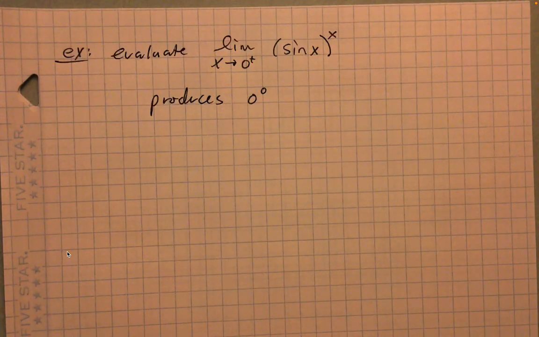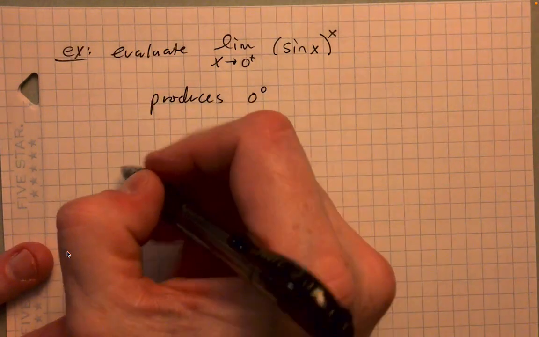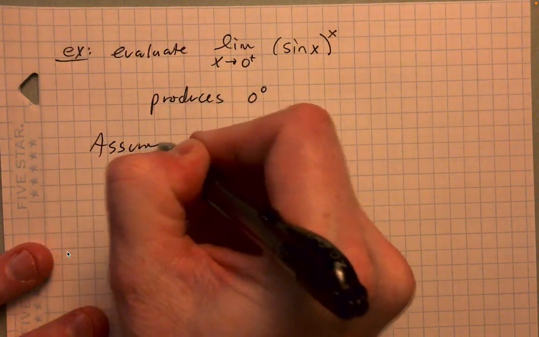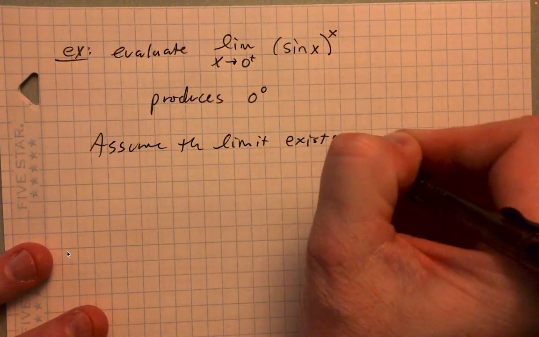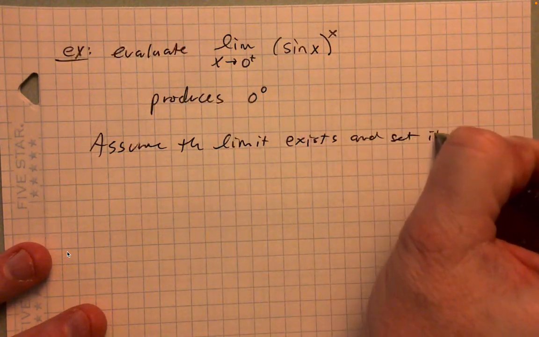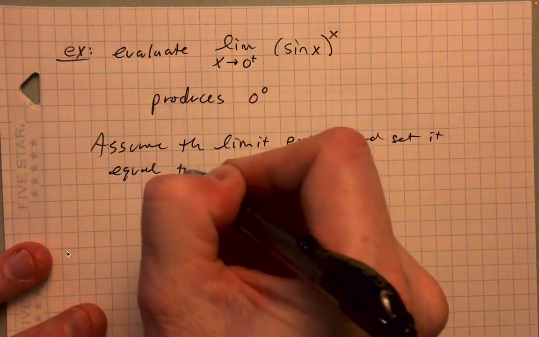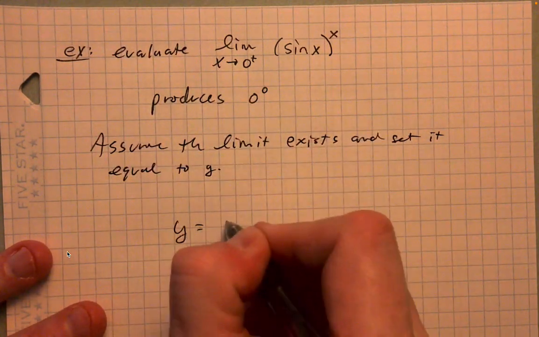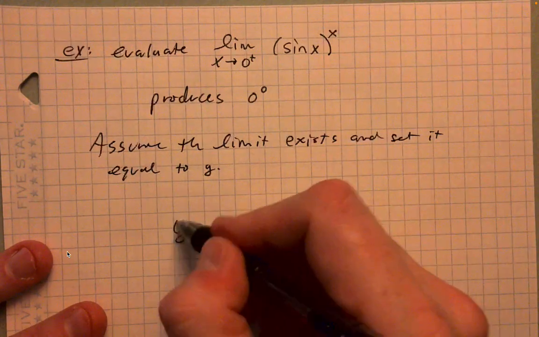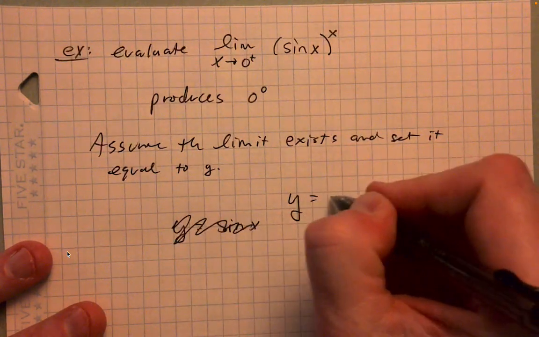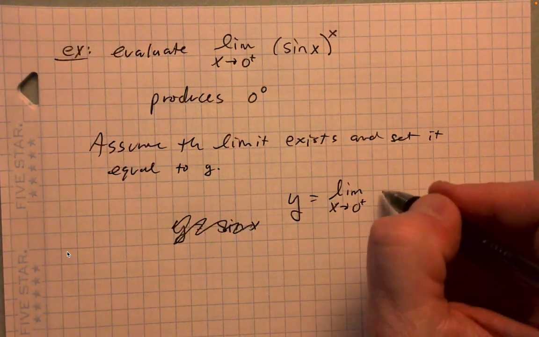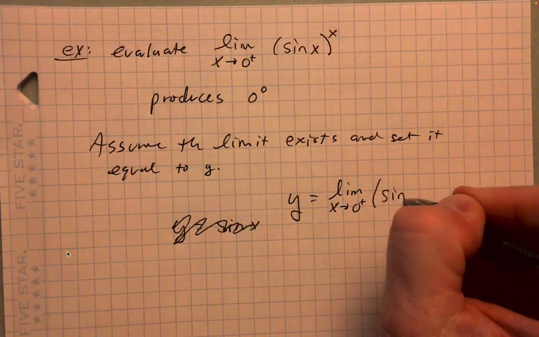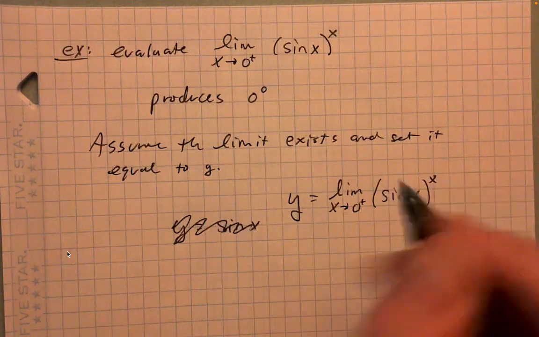Okay, which strictly speaking isn't very helpful. We're going to do the same trick on this as we did previously. We're going to assume the limit exists and set it equal to y. So y equals sine of x. Y equals the limit as x approaches 0 from the right of sine of x to the x power.